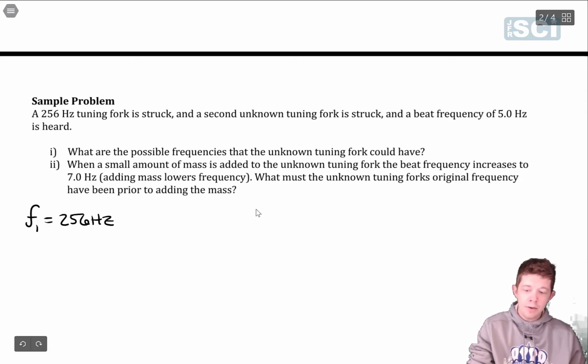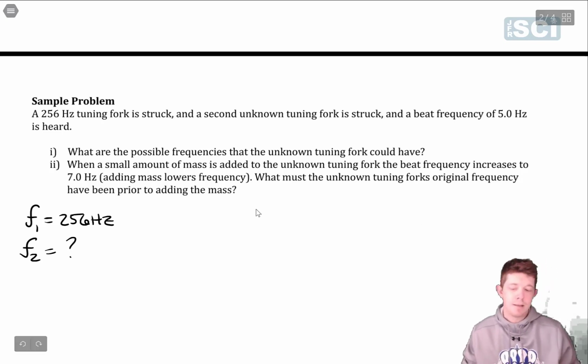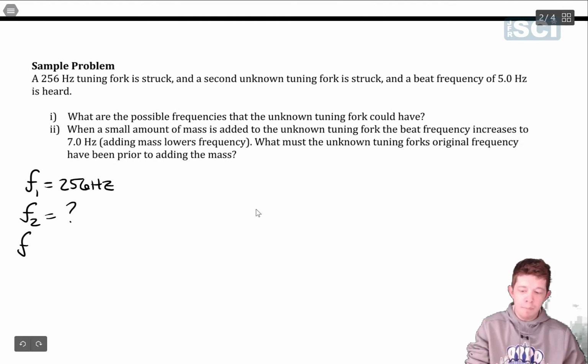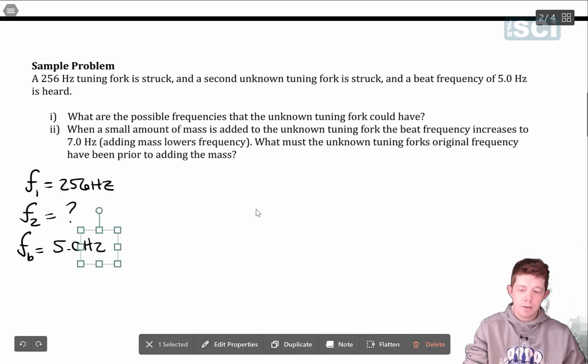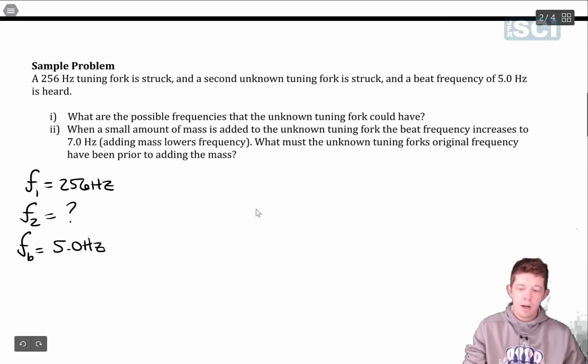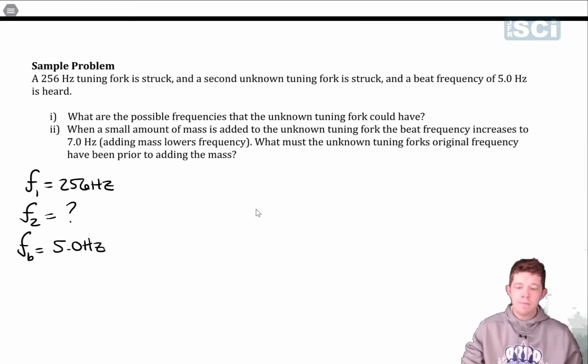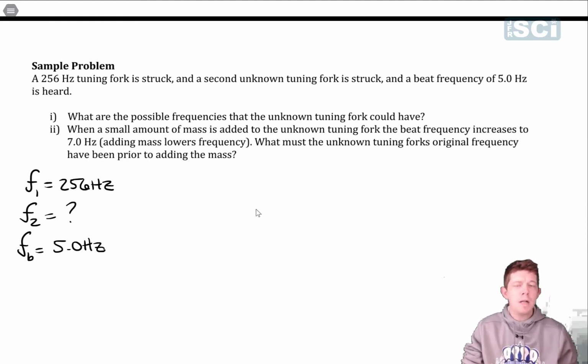We have another tuning fork that we're not really sure what frequency it emits. But when they are struck together, we hear beats of frequency 5 hertz. So that means we hear 5 oscillations every second. Okay, so that allows us to find out what the second tuning fork might be.